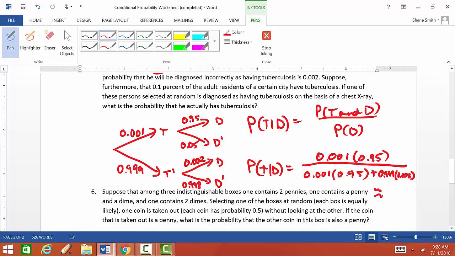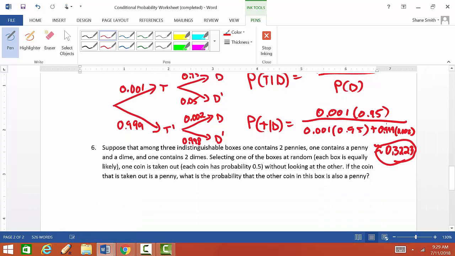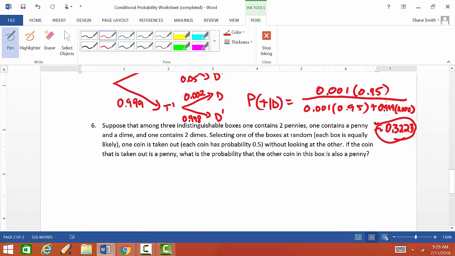And the answer here is 0.3223. Okay, so not a good test again. You want to do better than this typically. So if the chest x-ray says you have tuberculosis, you really only have about a third of a chance of actually having tuberculosis. 6 is one of my favorite problems.